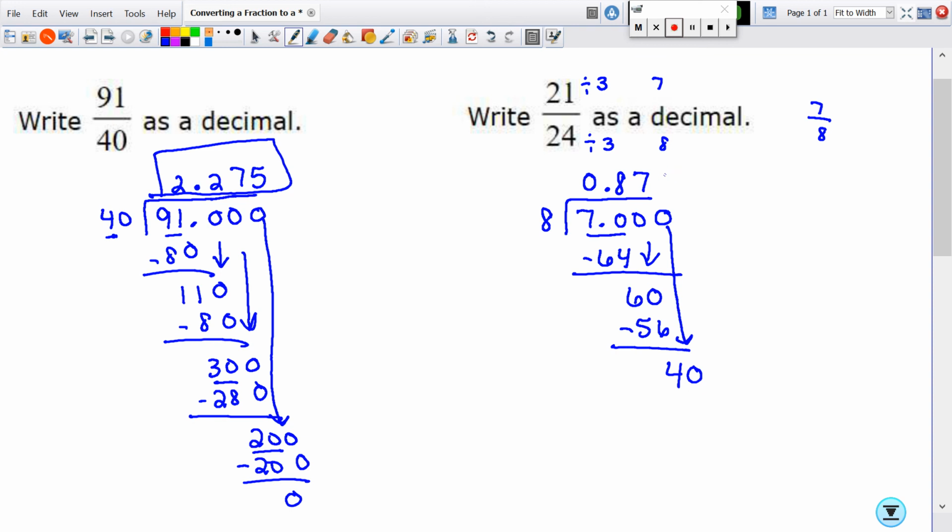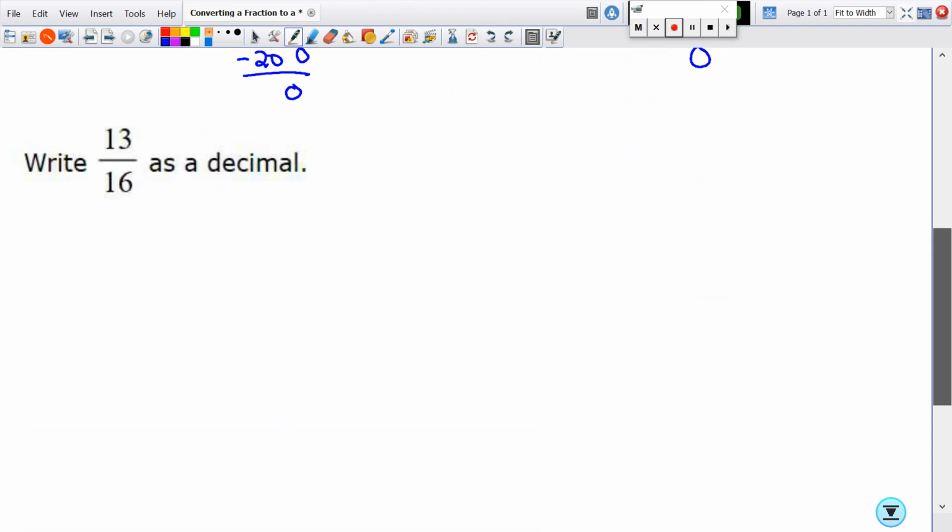8 goes into 40 5 times. 5 times 8 is 40. Now since we have a 0, we are finished. So 0.875. If you had done 21 divided by 4, you would have gotten the same answer if you did it correctly. However, it's a whole lot easier to work with 7 and 8. So that's totally up to you. If you want to simplify first, I do recommend it.